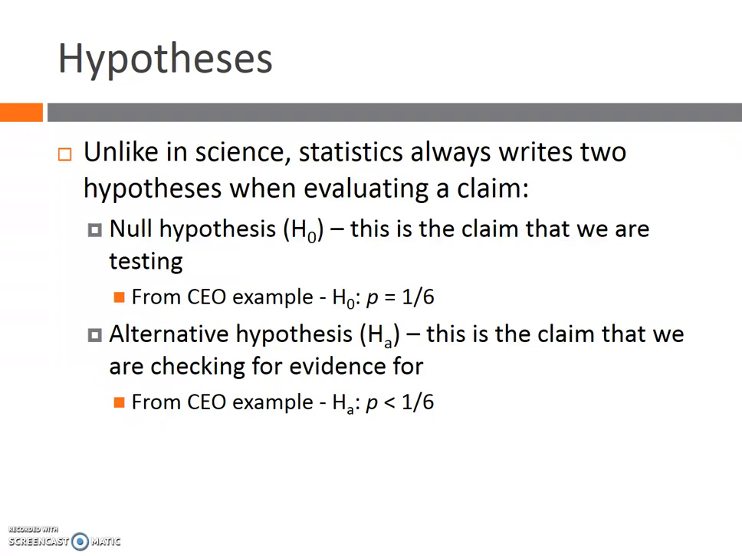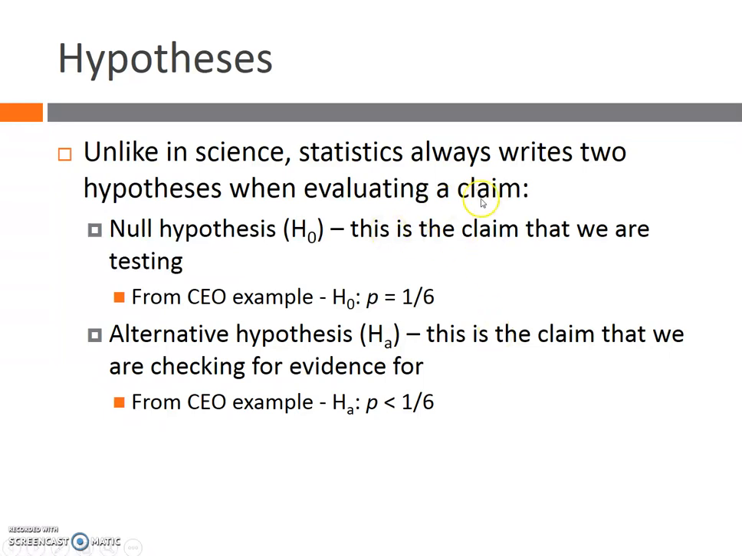Now, the null hypothesis is going to be the claim that we are testing. In our class, it is always going to be of an equality, something with an equal sign. So from our CEO example, we were claiming that everything was equal, right? We thought it was all the same, so the true proportion is 1/6, right? 2/12. Now, the alternative hypothesis, which is H sub A, this is the claim that we're checking for evidence for.